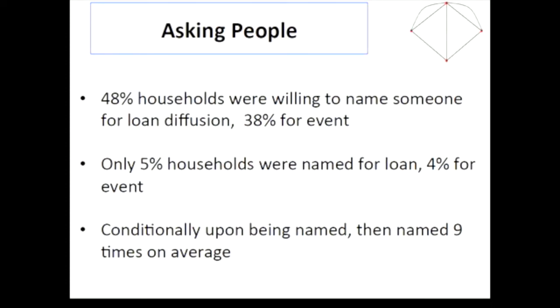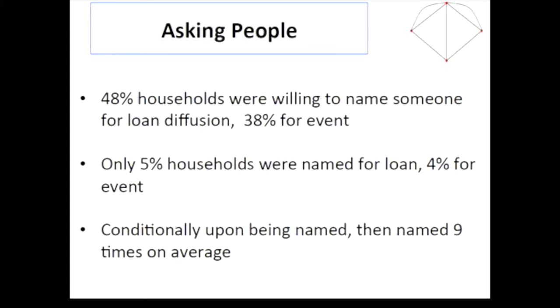Interestingly, and I can give you our hypothesis as to why, a lot of people didn't want to answer. A lot of people refused to answer the question. So about half the households were willing to name somebody for loan diffusion and about 40% for event. And here I think they're afraid that if we ask them to name one household, they might insult somebody by naming one house. If somehow the household found out that they named them and not somebody else, maybe they would insult people. So there was a substantial number of people who did not name anybody. They just refused to answer the question.